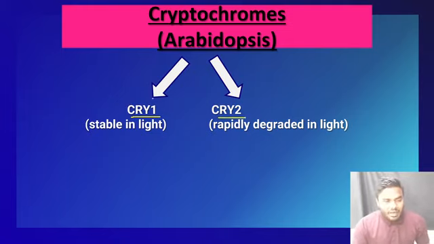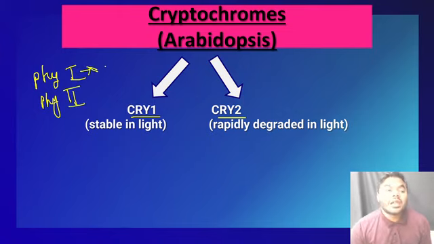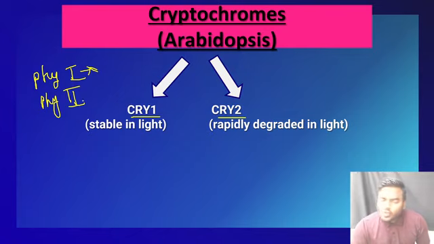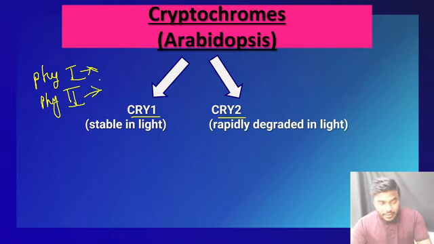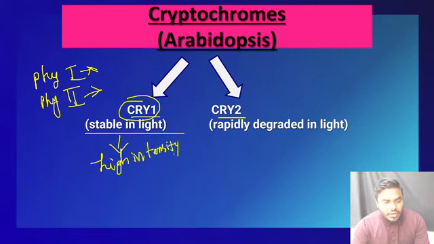Everyone listen. Where is this particular cryptochrome 1 present? I hope you remember what I told you, friends. Phytochrome 1 and phytochrome 2. When we read about phytochrome 1, I told you it can easily survive in dark grown conditions also, but phytochrome 2 cannot survive in the dark grown. But what we read here, cryptochrome 1, is stable in the light, which means high intensity of light. What, friends? High intensity of light.